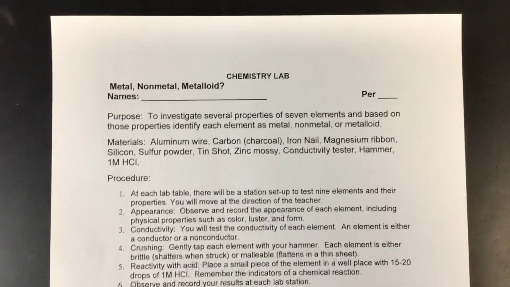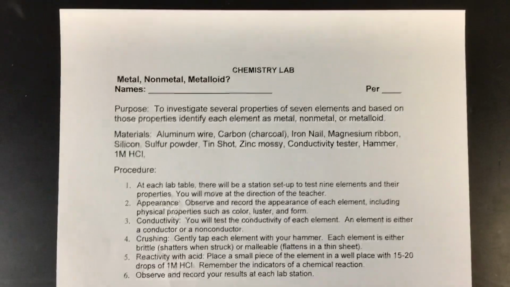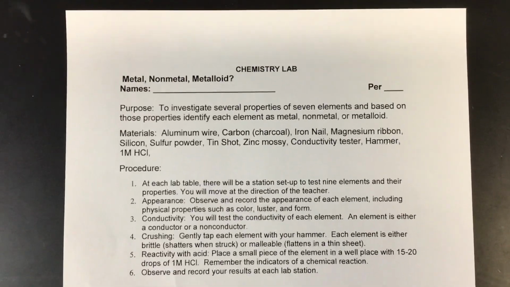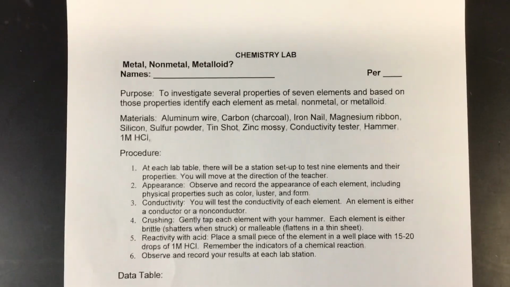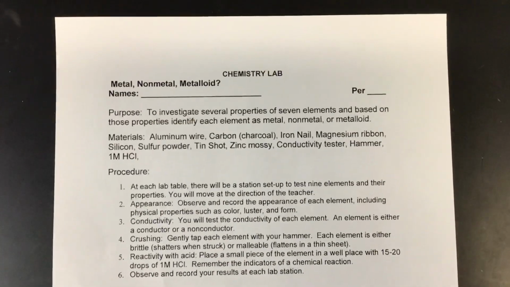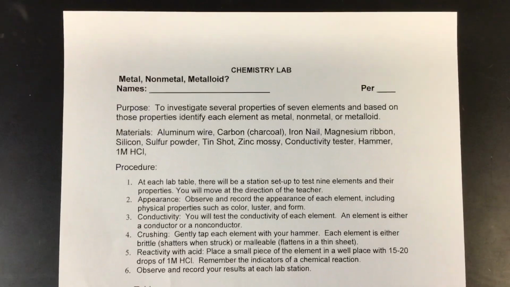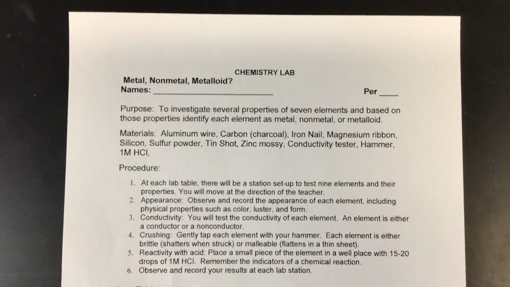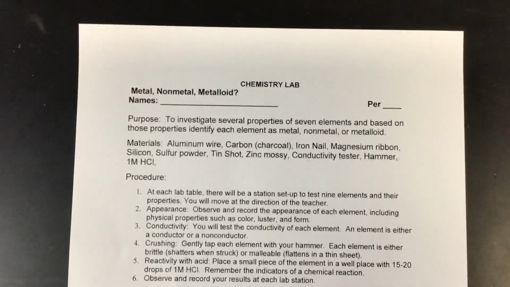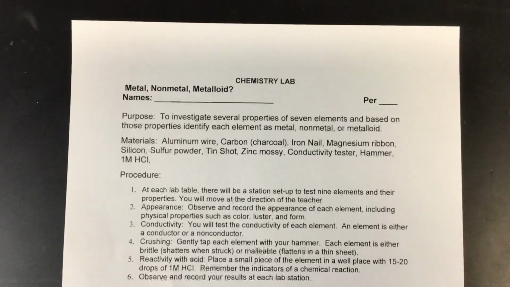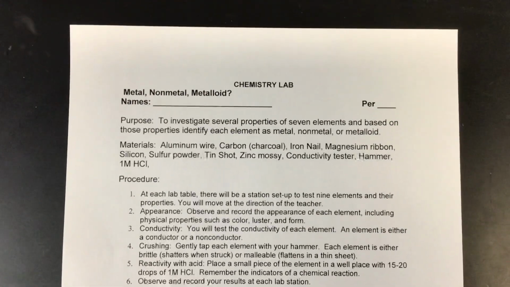Okay guys, now we're ready to do our chemistry lab on the properties of metals, nonmetals, and metalloids. The purpose of this investigation is to investigate several properties of 7 elements, and based on those properties, identify each element as a metal, nonmetal, or metalloid. Now think back to when we covered the properties of metals, nonmetals, and metalloids the day before. What did we know about them?